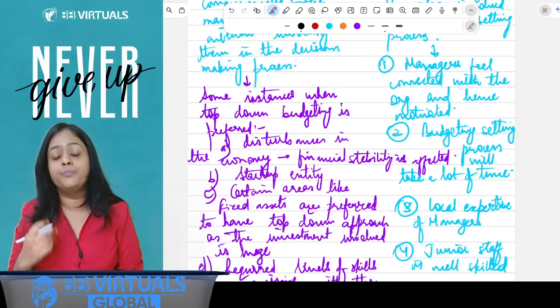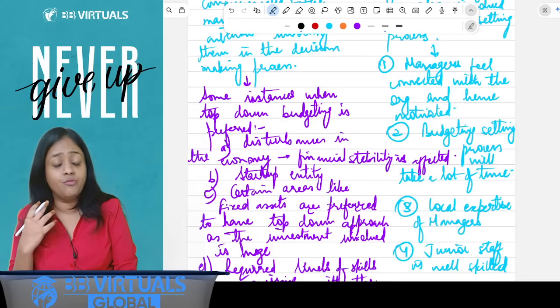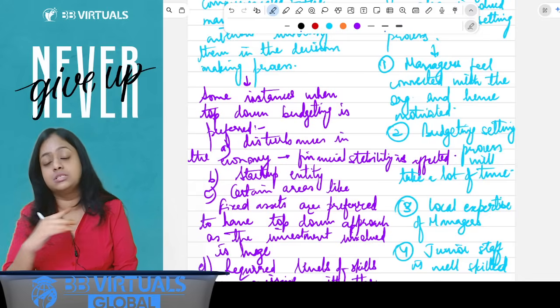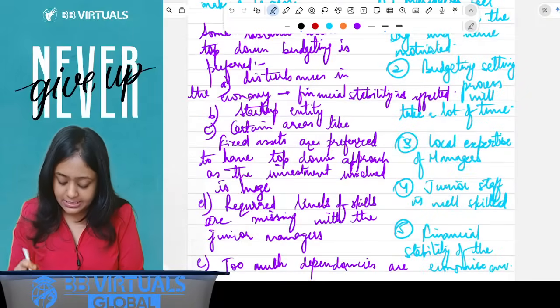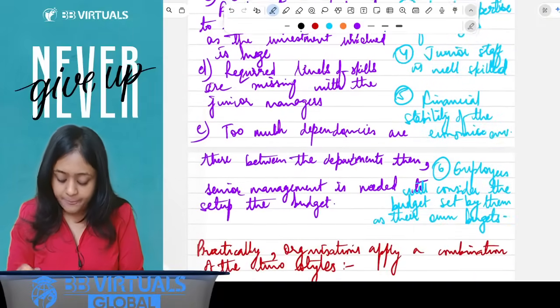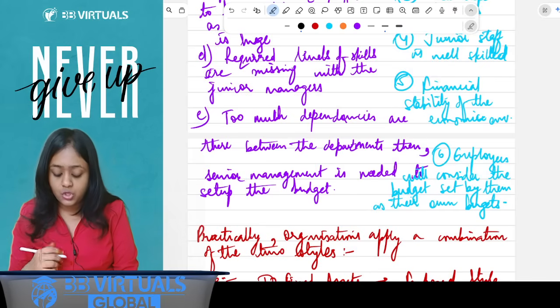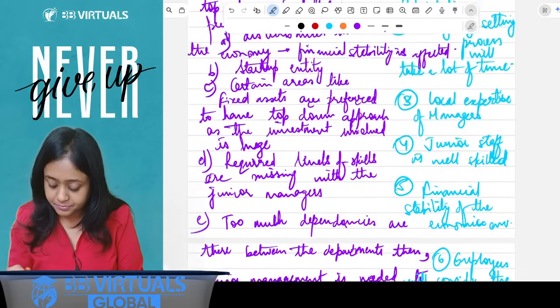certain areas like fixed assets are always preferred to have the top-down approach only, because the investment amount involved is huge, and it really does not cover just a department or just a division, it covers the entire organization, and the required levels of skills are missing with the junior managers, and there are too many dependencies between the departments, due to which the senior management now needs to step in.